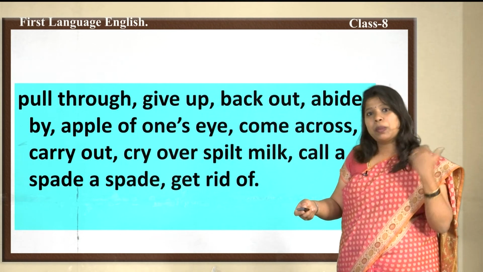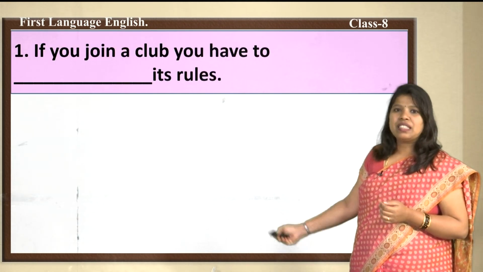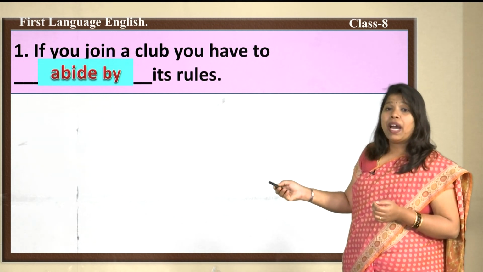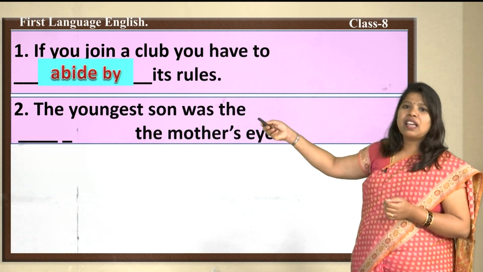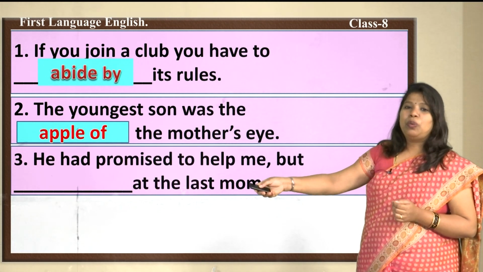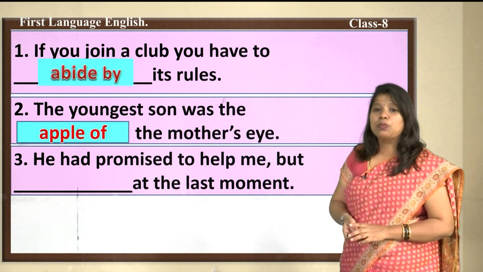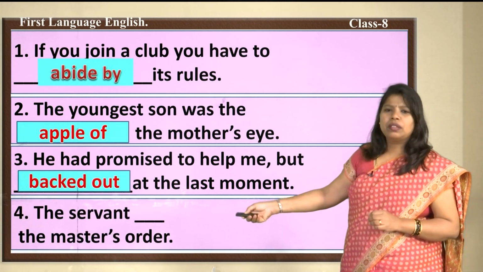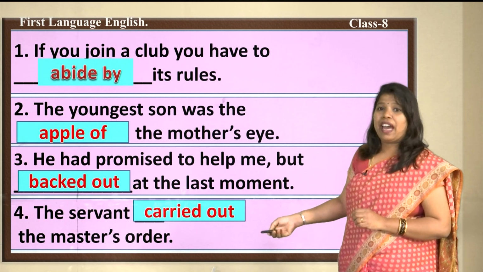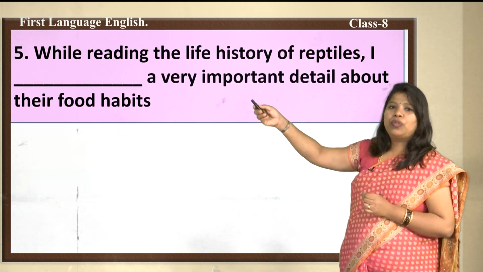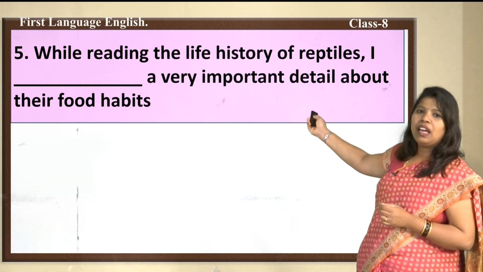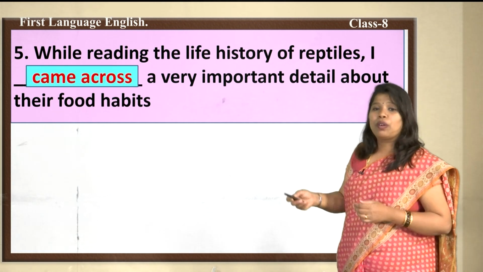So, we learnt about idioms in the previous class, isn't it? Your first sentence is, if you join a club, you have to dash its rules. Yes, you have to abide by its rules. Second one, the younger son was a dash the mother's eye. So, you have to say apple of. Third one, he had promised to help me, but at the last moment, he backed out. The servant dashed the master's order. Which is the correct phrase there? Carried out. Yes. Now, fifth one, while reading the life history of reptiles, I dash a very important detail about their food habits. So, I came across.